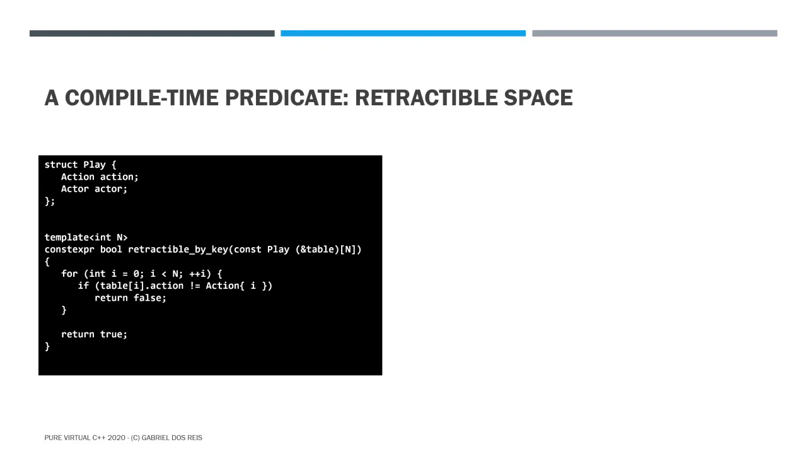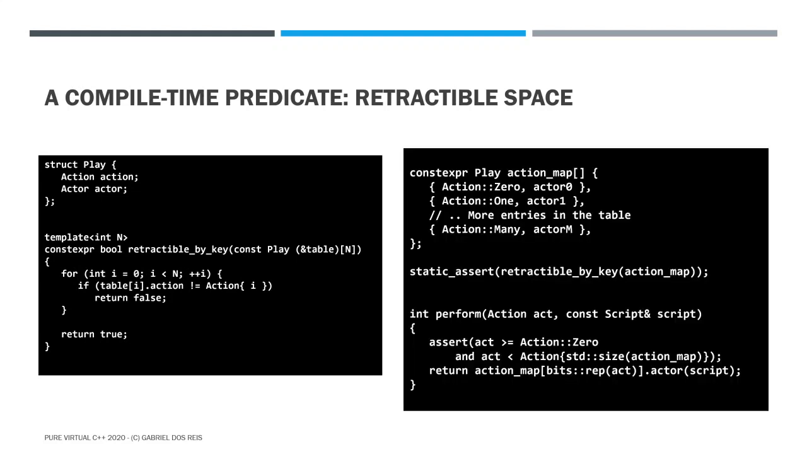Okay, so if we only had C++14, we would actually say something like this. We would have our table, and then we would ask the compiler at top level, static_assert, please verify that the action map table satisfies the predicate retractable by key. And given what we have, the compiler would think about it and come back with, yeah, I think that's true.